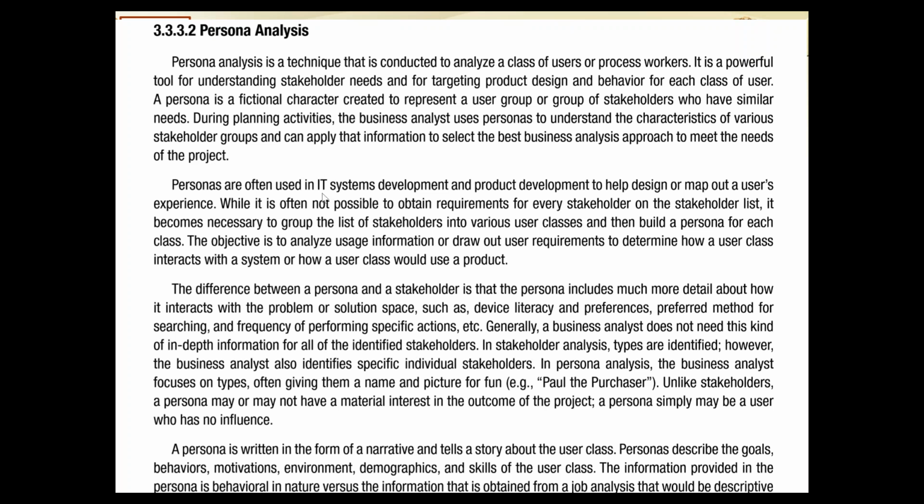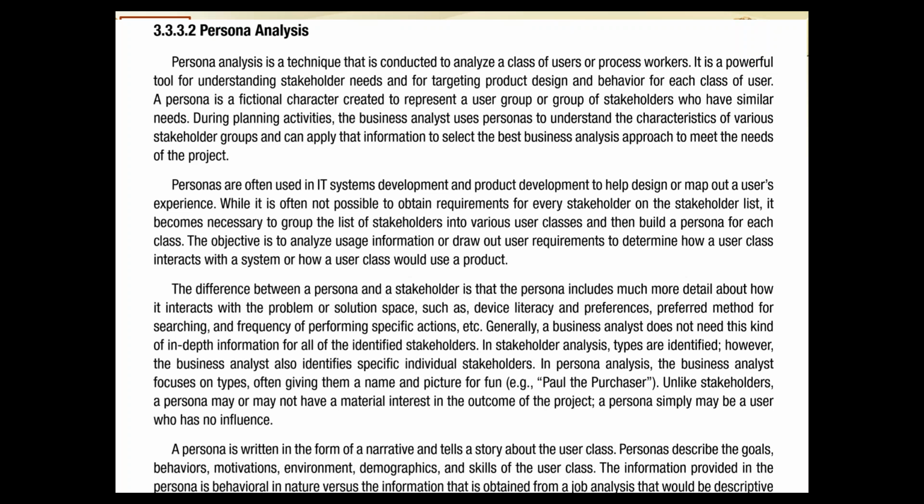Personas are often used in IT system development and product development to help design or map out a user's experience, while it is often not possible to obtain requirements for every stakeholder in the stakeholder list. So basically, persona is being used where collecting information from the stakeholders is a problem. So you do it by example.